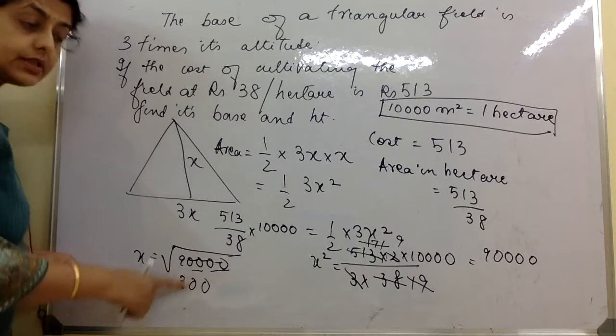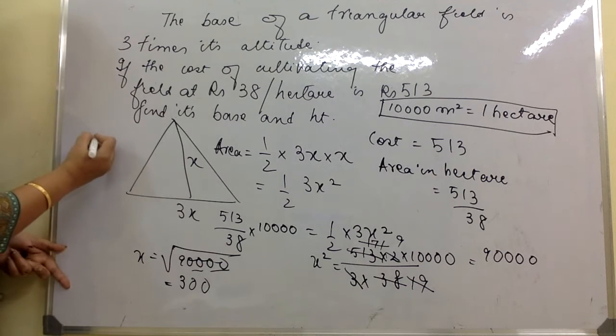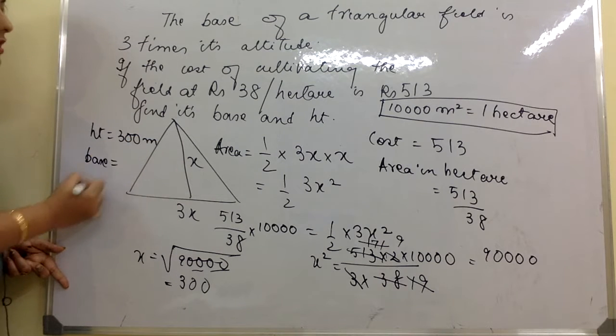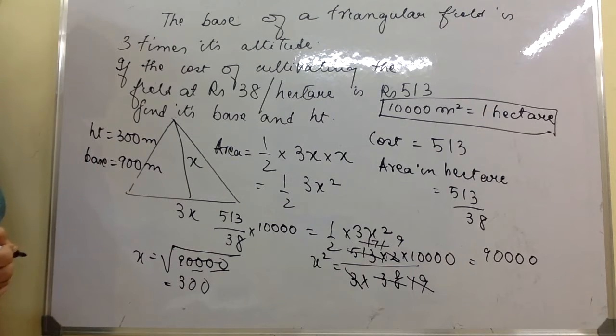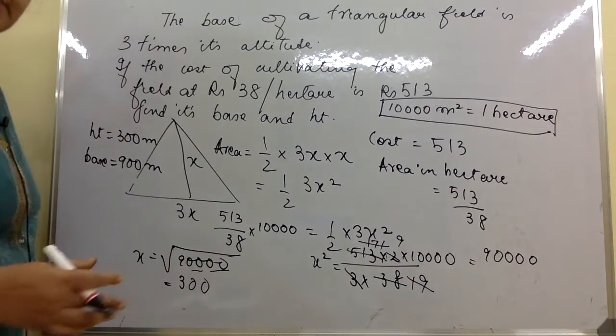Value of x is 30 means the height is 300 meters and the base comes to, how much? 900 meters. Okay, please don't write meter square here. It comes to 900 meters. Okay. So this is how algebraically we can do this sum.